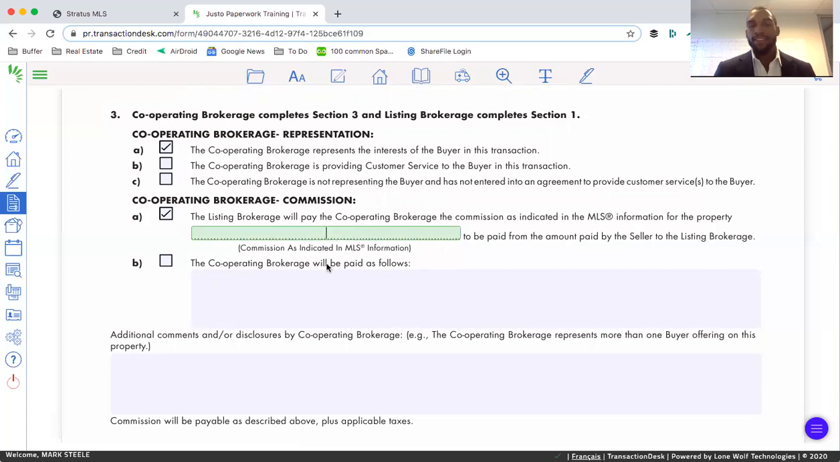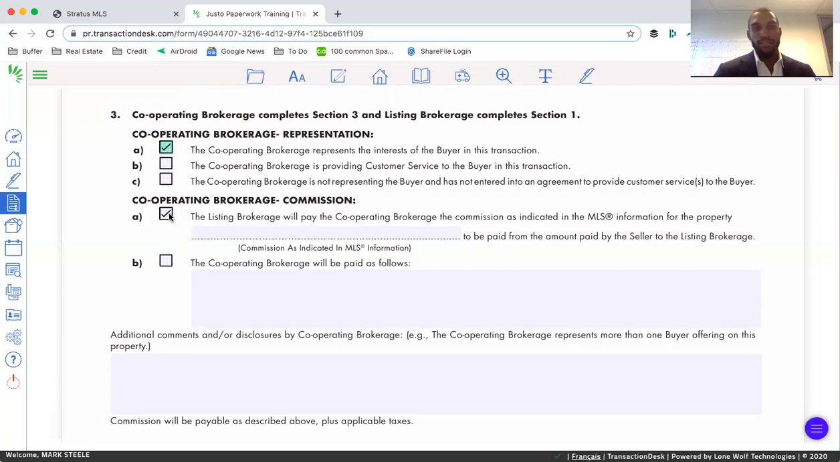Okay. Again, everything else is relatively clearly outlined in these lines or paragraphs. So essentially, you're just clicking the box that matches your situation for that transaction. So in typical transactions, we're going to mark off box A because we're the cooperating brokerage and we represent the interests of the buyer in this transaction. If we're providing customer service to a buyer, then we'd mark off this box instead. If we don't represent the buyer and we have no agreement with them at all, then we'll mark off this box. Okay, typically it's going to be A.